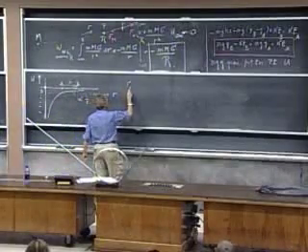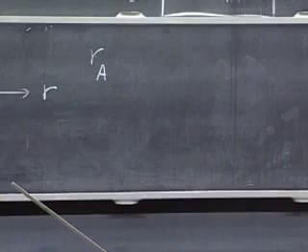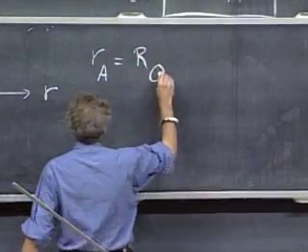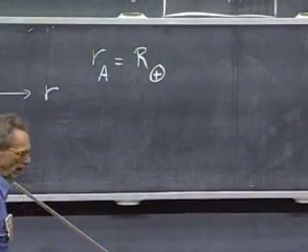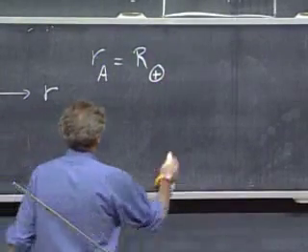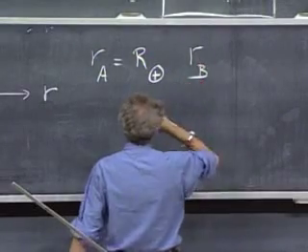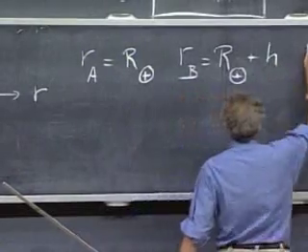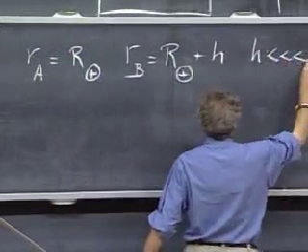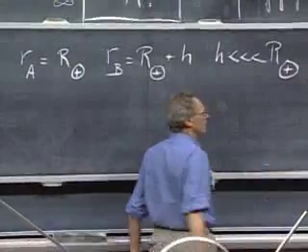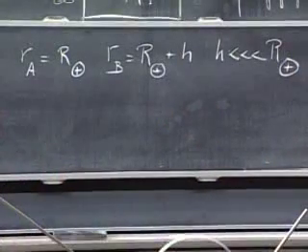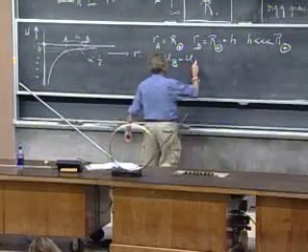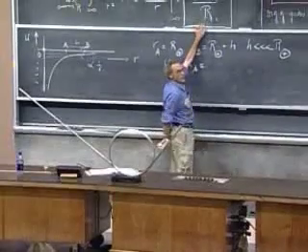Take a point A in space, which is at a distance r of A from the center of the Earth, say. I start at the surface of the Earth itself, so the radius is the radius of the Earth. And I go to point B, which is a little bit further away from the center of the Earth, only a distance h. And h is way, way, way smaller than the radius of the Earth. So I can calculate now what the difference in potential energy is between point B and point A. And I should use this equation.